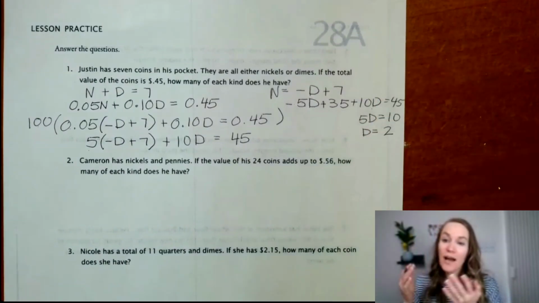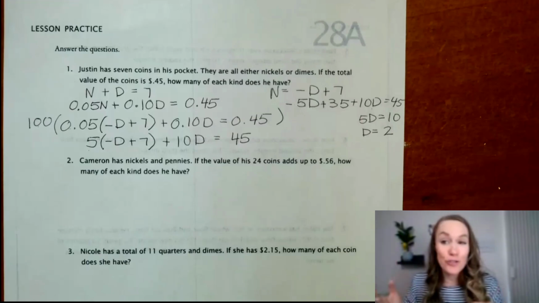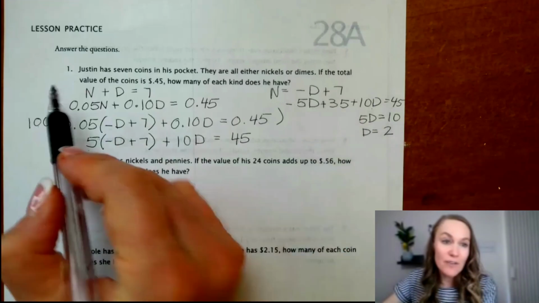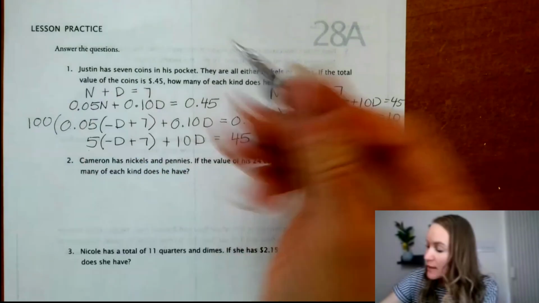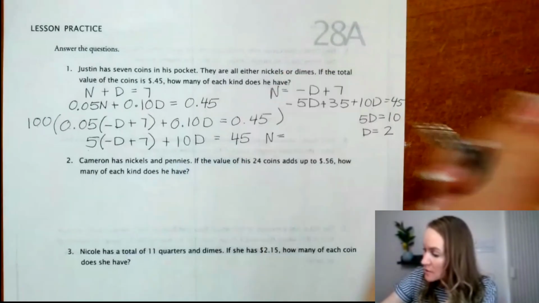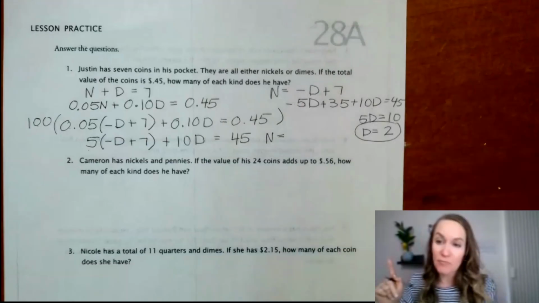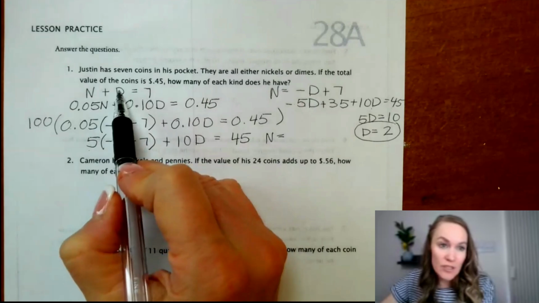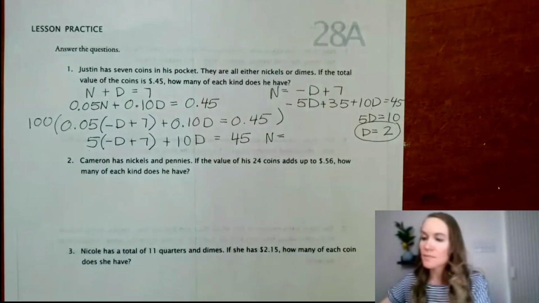Okay, so I know what D is. I know I have 2 dimes. So I'm going to stick D into this first equation. So I have N equals, so I'm going to circle D because that's one of my answers. Stick D into this equation.